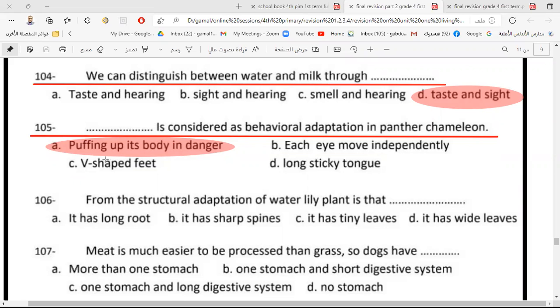Excellent, my son. The only one which is behavioral is puffing up its body, because a behavioral adaptation is an act, something in behavior, not in the body. So it puffs its body and opens its mouth to frighten the enemy. This is a behavioral adaptation. Thank you, my son. You are excellent, Adam.